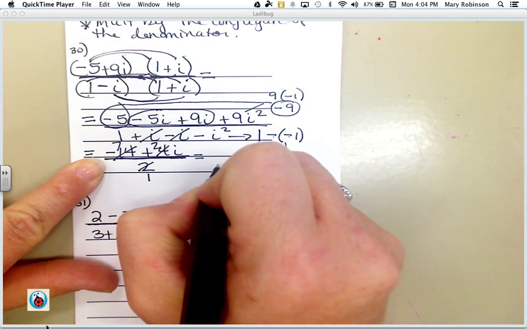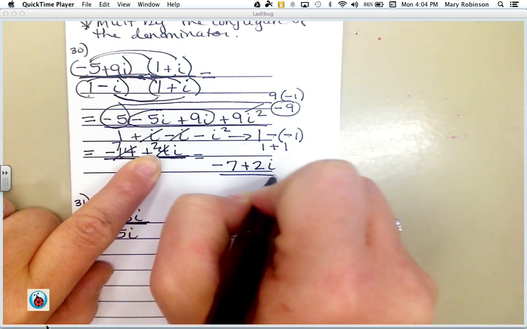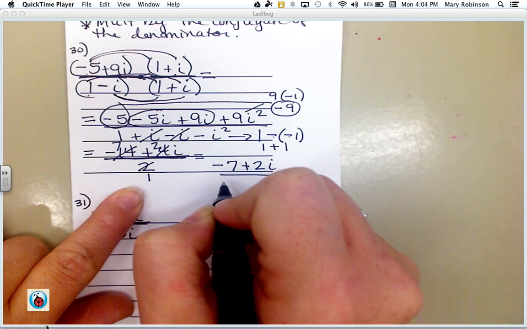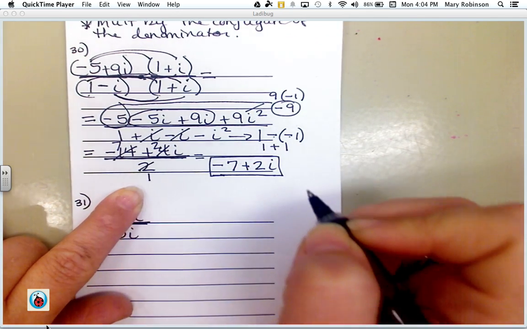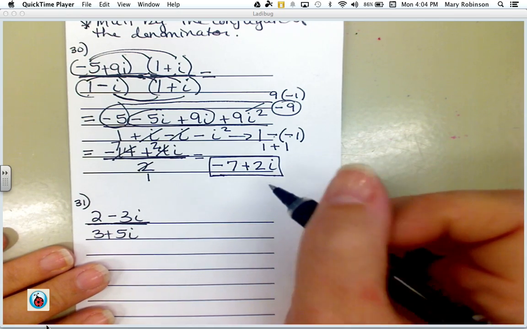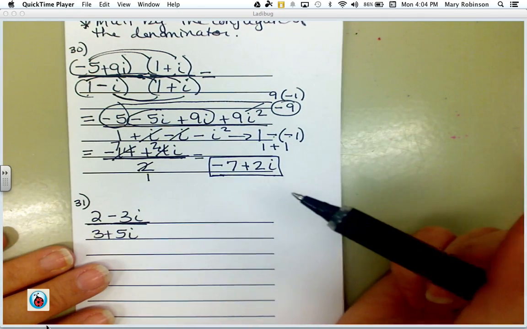Leaving me with negative 7 plus 2i all over an understood 1, which I do not need as a denominator if it's just a 1. Otherwise, I would leave it as a fraction. Since I have now eliminated all i's from my denominator, I am done.